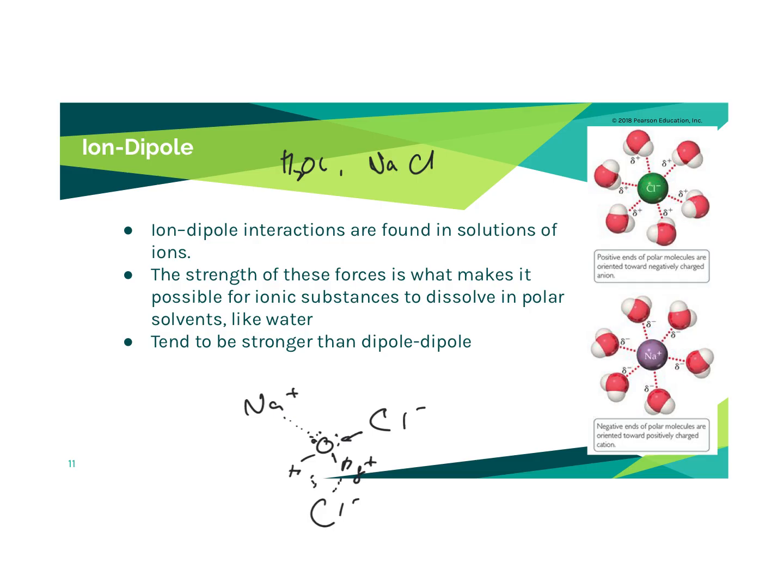And so you'll have this orientation, which is shown here on the right, where the hydrogens from water are going to kind of be pointed towards the Cl minus, whereas the oxygens from the water are going to be pointed towards Na plus. And so this is what makes ionic substances dissolve in polar solvents like water, and they tend to be stronger than dipole-dipole.